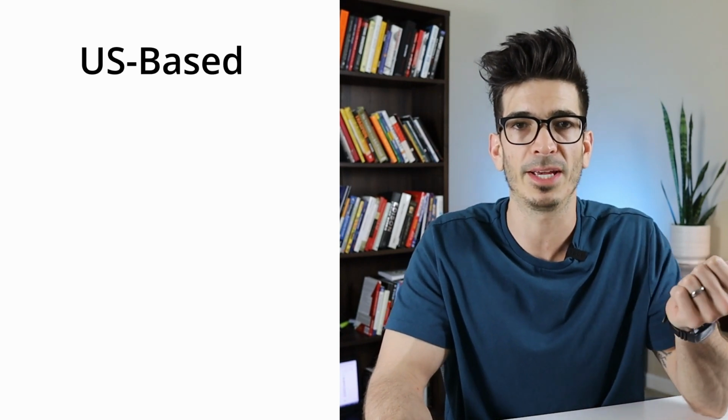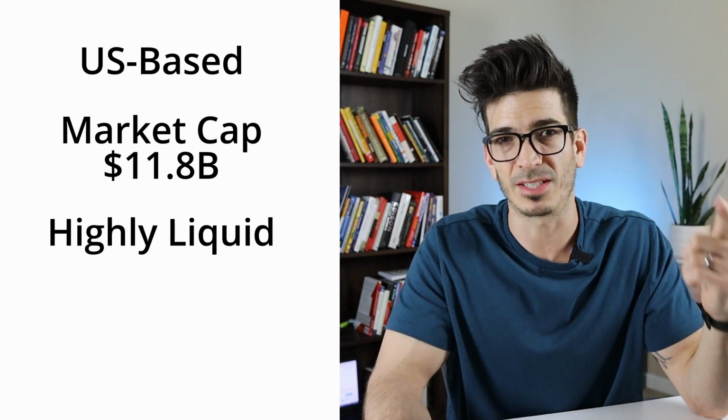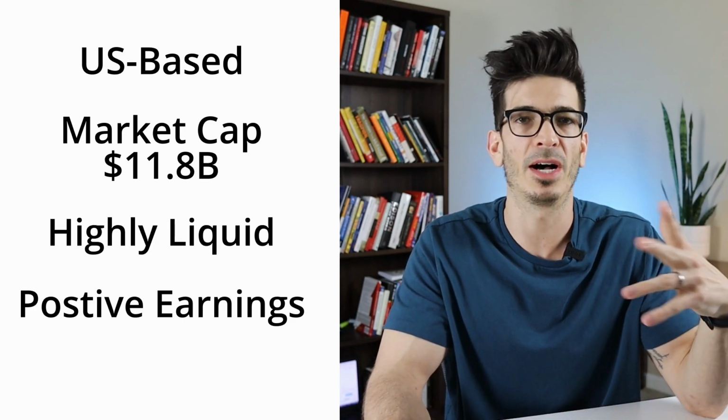So let's start with the methodology that each fund uses to pick the companies that are in each ETF. Broadly speaking, VOO tracks the S&P 500 Index, which is made up of 500 of the largest companies in the US. And to be eligible for this index, a company needs to be US based, needs to have a market cap of at least 11.8 billion, be relatively safe from bankruptcy, and it has to have positive earnings over the last 12 months. And notice with this methodology, there's no mention of dividends at all. And we're actually gonna talk about this a little bit later.